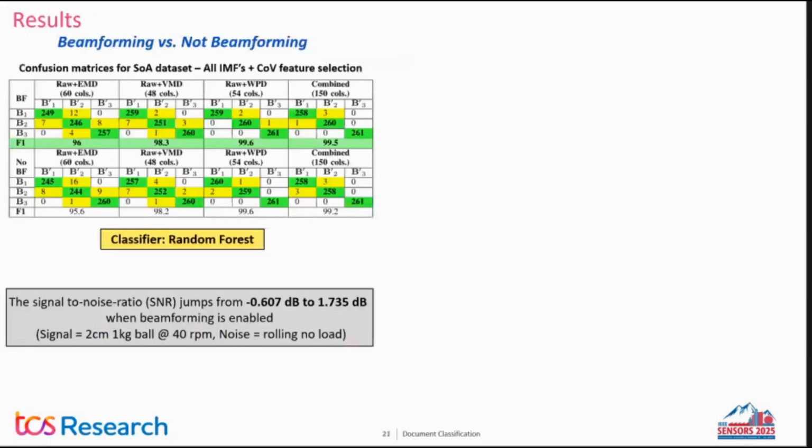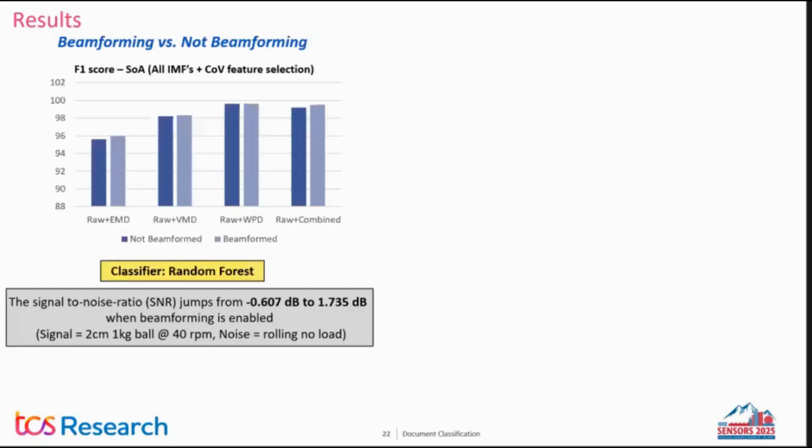Now, if you look over here, these are some confusion matrices. The columns represent the individual state of the art data sets, and the top one represents the beamformed data set, and the bottom one represents the non-beamformed data sets. You can observe that there is improvement in F1 score when beamforming is enabled. Now, this can be explained with the jump in signal to noise ratio, as you can observe here when beamforming is enabled. Now, let us look at the F1 score closely. If you observe, the improvement is marginal.